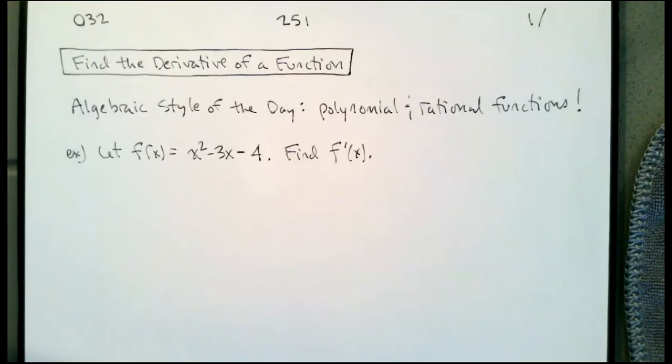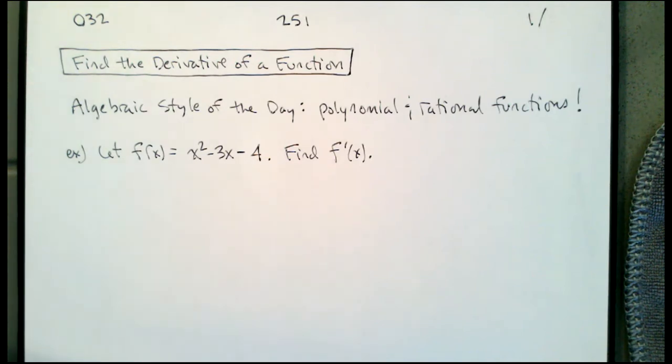Today, we want to continue looking at Chapter 2, Section 3, where we find the derivative of a function. We're looking at various algebraic styles of derivative finding. Today, we're going to look at polynomial and rational functions. And then after a couple of those examples, we'll talk about what the graph of a function can tell us about the graph of the derivative of the function. And then tomorrow we can go on to some different styles of algebraic functions like radical functions and trigonometric functions and exponential functions.